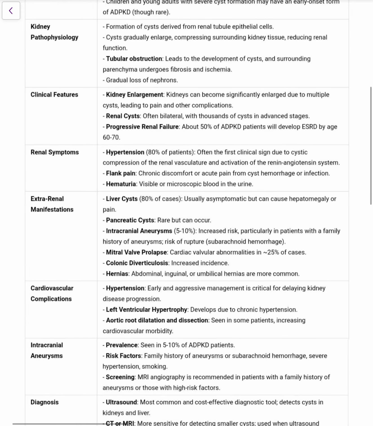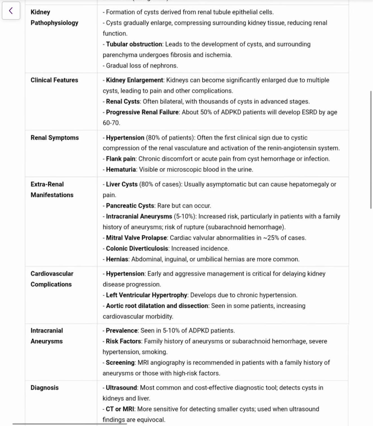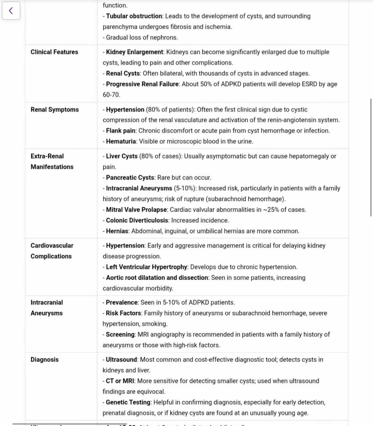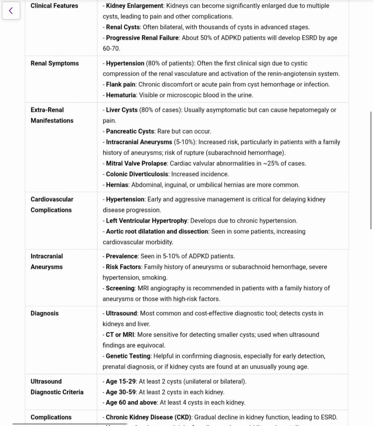Right. Kidney pathology: the cysts are formed in the renal tubular epithelial cells, right? These will enlarge and compress the surrounding kidney tissue, that is the problem, which will reduce the renal function. So tubular obstruction leads to development of the cyst, and the compression on the surrounding parenchyma undergoes fibrosis and ischemia, and gradual loss of nephrons will be there.